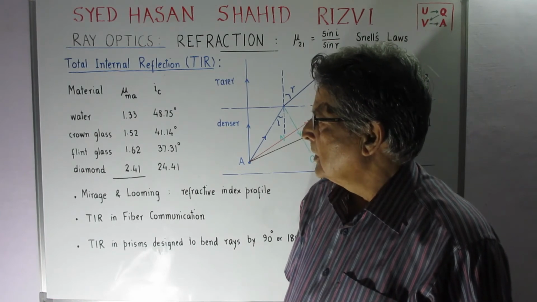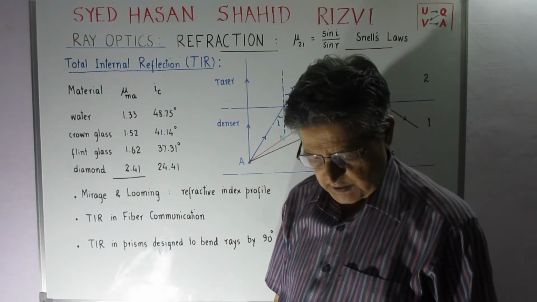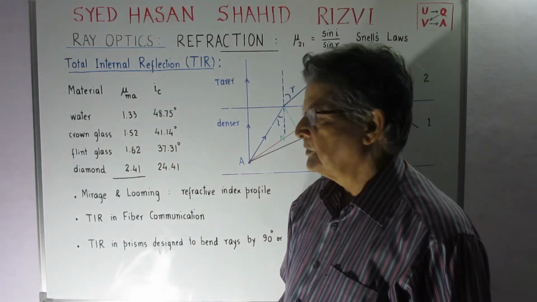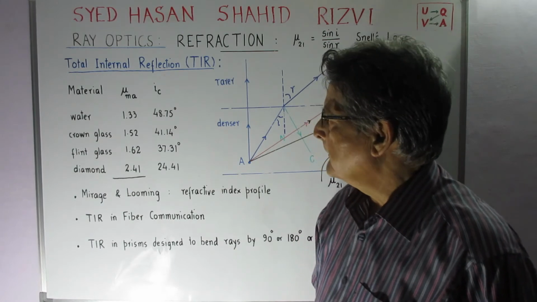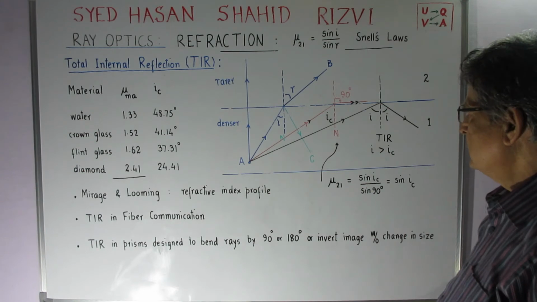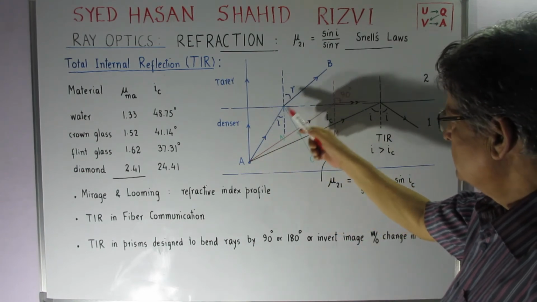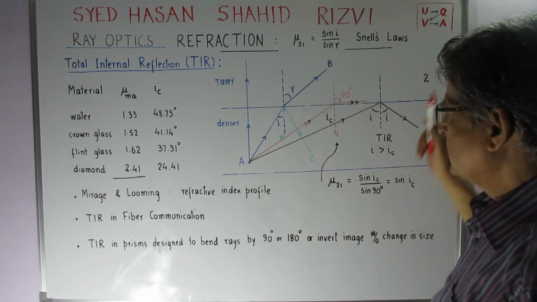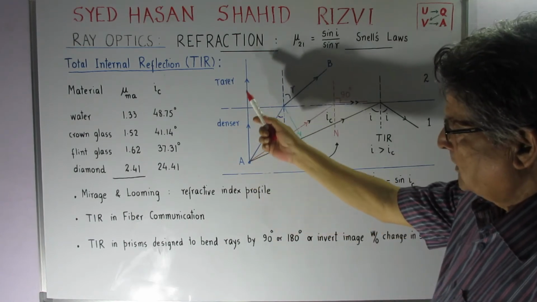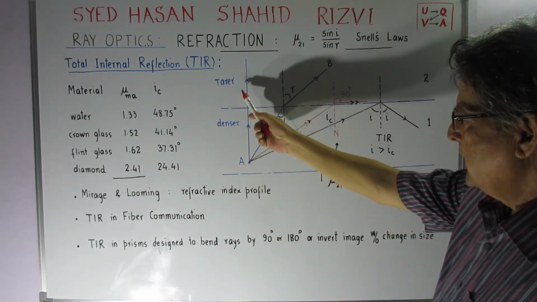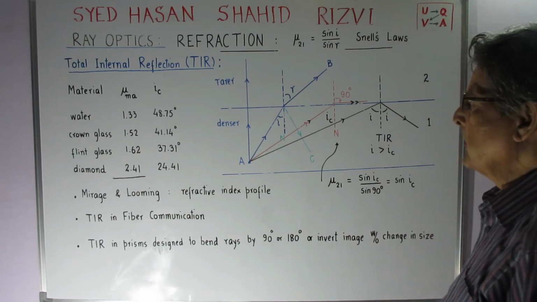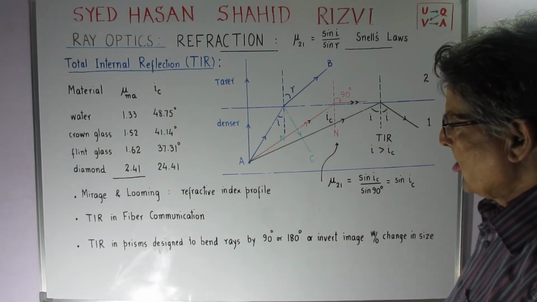Next we talk about a beautiful phenomenon which is called total internal reflection, TIR. Okay. Look here. We have a denser medium and a rarer medium. Okay. Maybe glass and water, glass and air, or water and air. Doesn't matter. Now let's see what happens.